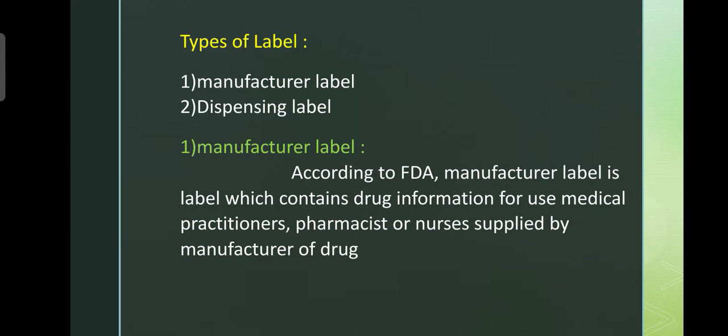In that first one is the manufacturer label. According to FDA, manufacturer label is the label which contains drug information for use by medical practitioners, pharmacists or nurses supplied by manufacturer of drugs.